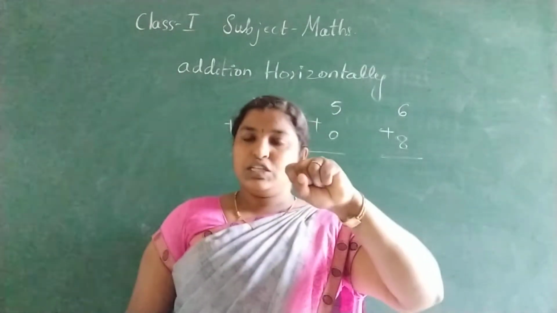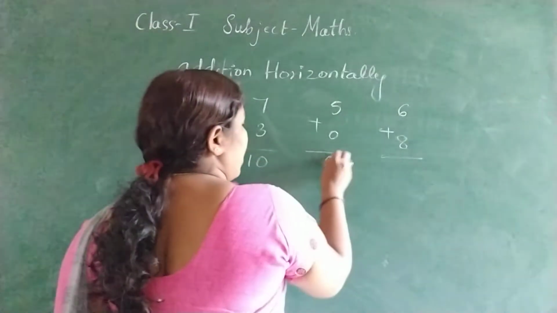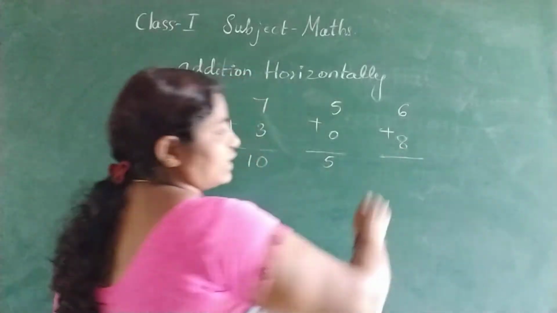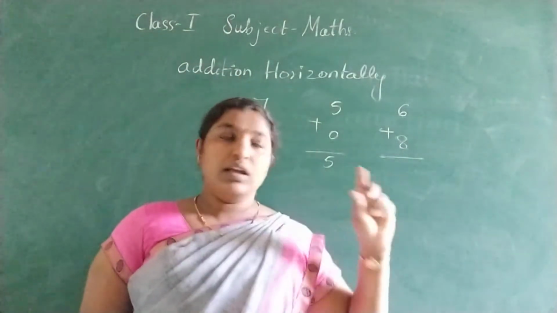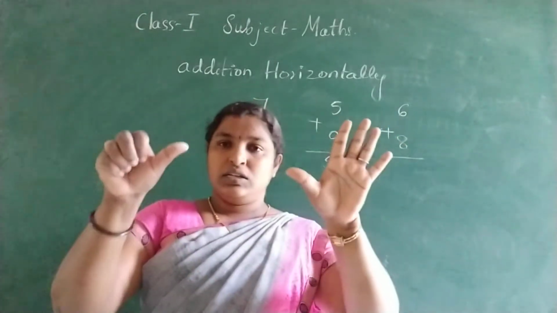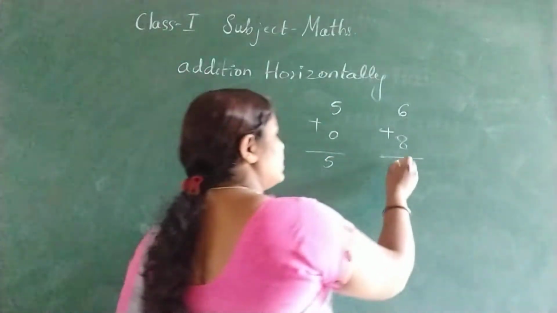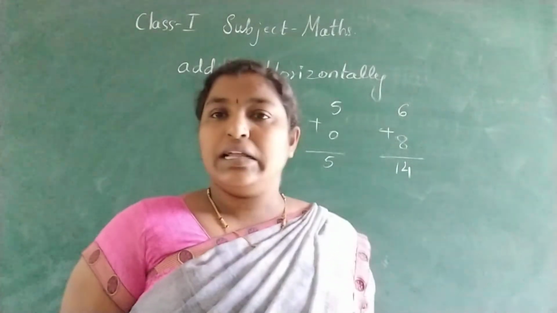5 plus 0. 0 means nothing. So 5 plus 0 is 5. 6 plus 8. Which is the big number? 8 is the big number. So keep the 8 in your mind and the small number 6 in your hand. 8, 9, 10, 11, 12, 13, 14. The answer is 14. This is addition vertically.